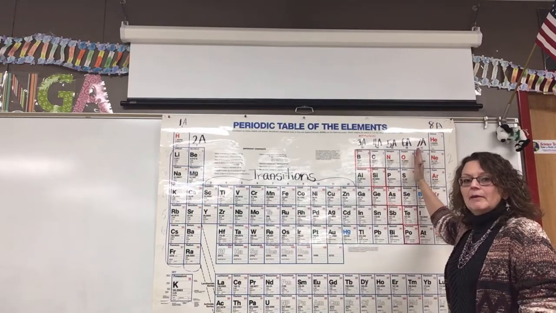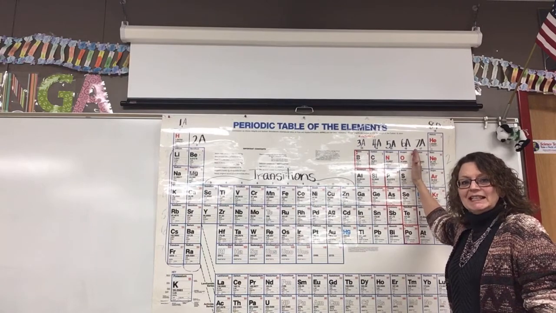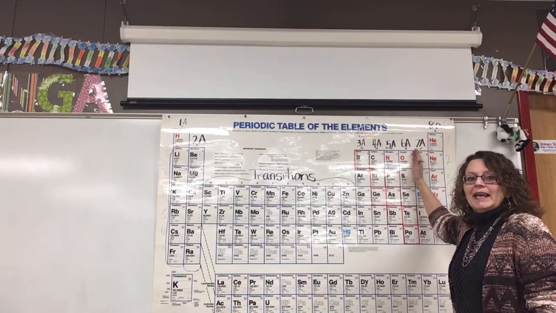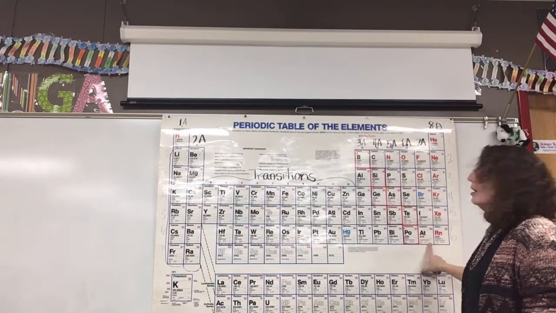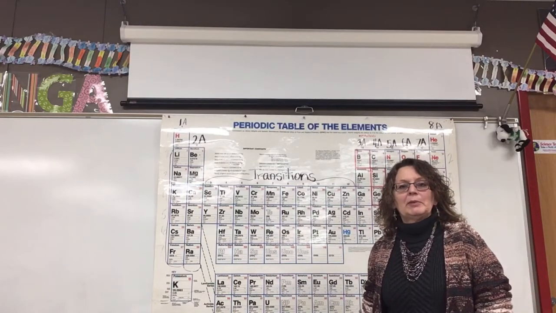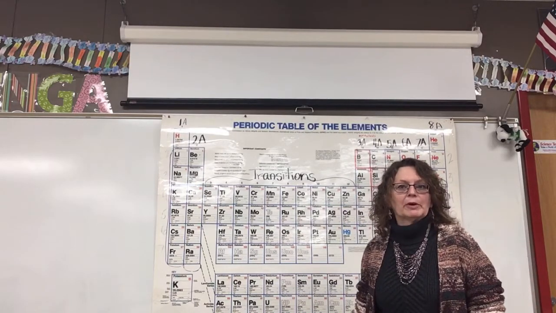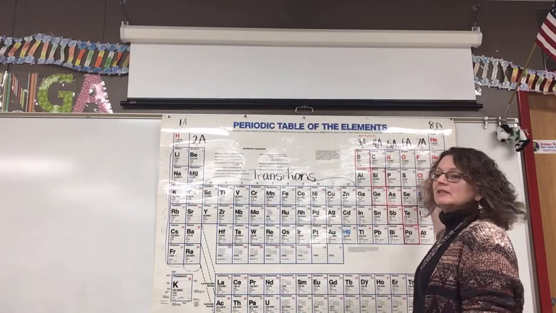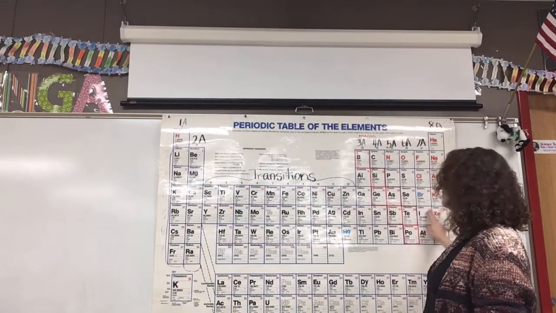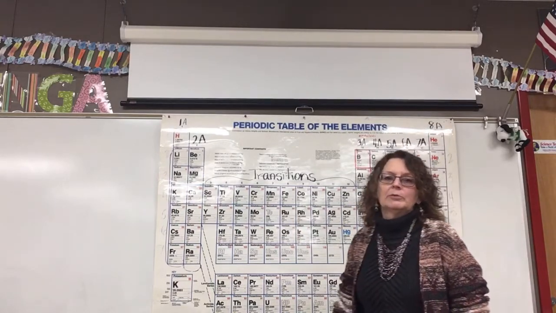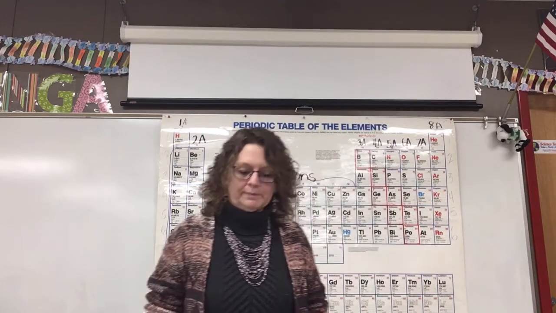Right next to them in group 17, and they all end in -ine, are your halogens. And remember, your halogens are your salt formers. So halogens are gases except for bromine, which at room temperature is a liquid. All right?